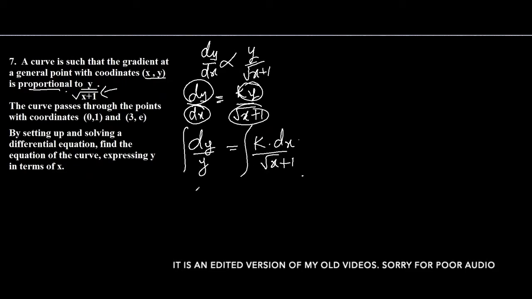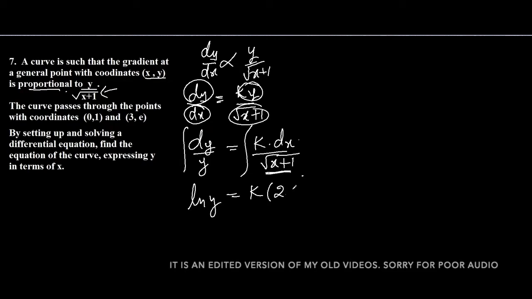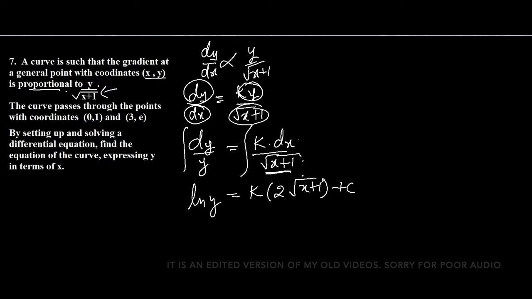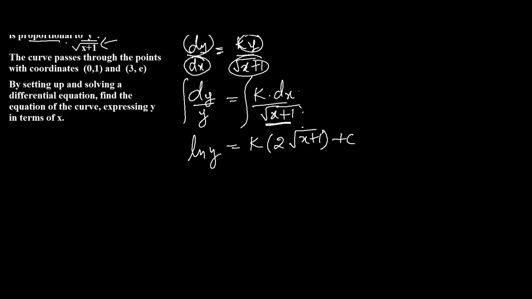So dy over y, integration will be ln y. k is constant, so we'll keep it outside. And integration of 1 over square root of x plus 1 is 2 square root of x plus 1. If you do it in detail, convert this to power half and you'll get this answer, plus c. This equation is okay, but we need to find the values of k and c to complete it. And for that, we will substitute the 2 points they have given us.